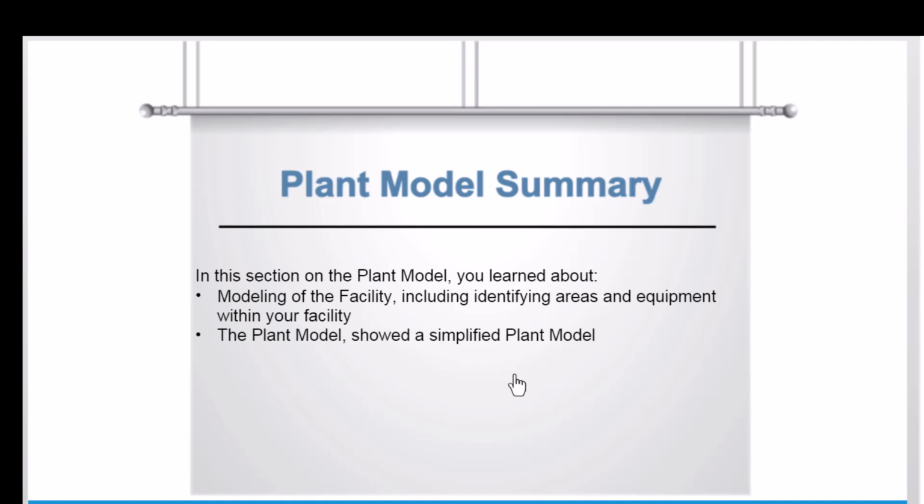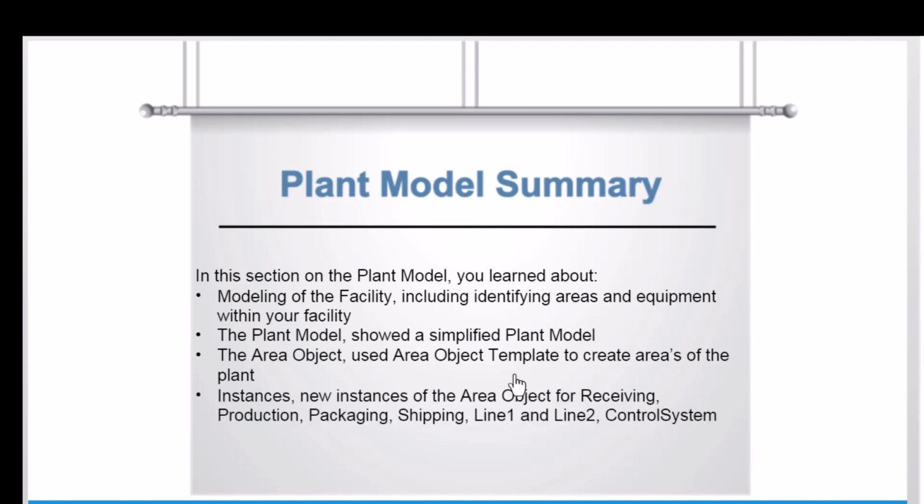The plant model. We showed a layout of a simplified plant model. The area object. We used the area object template to create the areas within the plant. Instances. We created new instances of the area object template, including receiving, production, packaging, and shipping. We also created 2 sub-areas for the production area, Line 1 and Line 2. Finally, we created an area called Control System, which we will use in the next section.